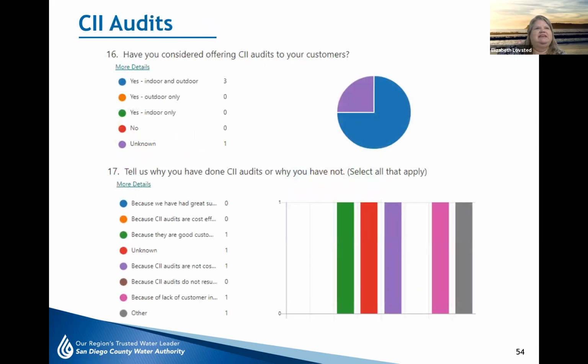And audits, how many people have them? 3 people answered that they have indoor and outdoor audits, and 1 person answered they didn't have one. And why have you or have you not done CII audits? Good customer service, unknown, they're not cost effective, lack of customer interest, or other. We had 1 answer on each of those. Next slide, please.